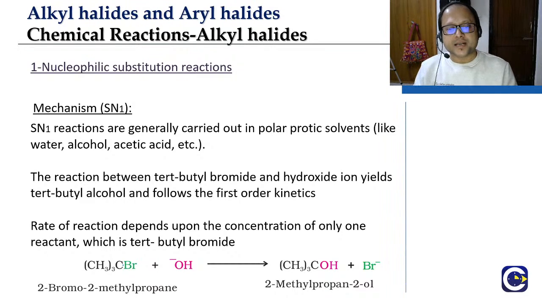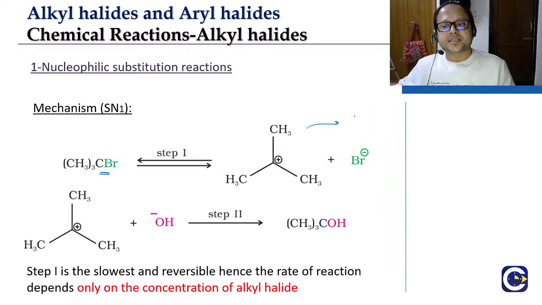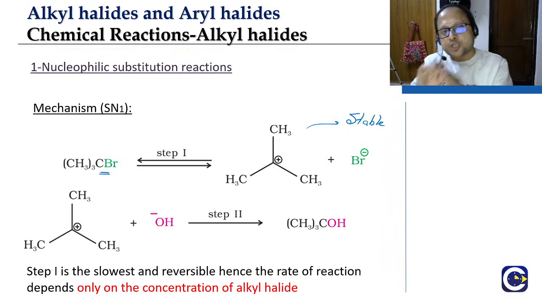Okay, so let's try to understand what happens. In the first step, you see this is breaking apart, right? And you are getting the carbocation, and since it's a tertiary carbocation, it's quite stable in nature. You get a stable tertiary cation, and since a bond is breaking here, it requires energy. It's an endothermic process, right? So it is a slow process.